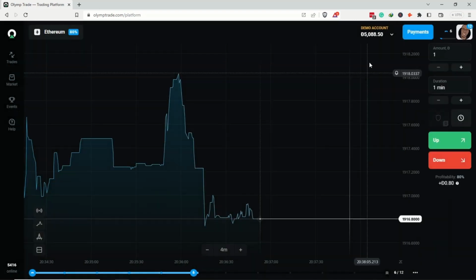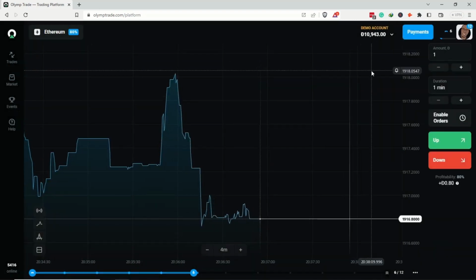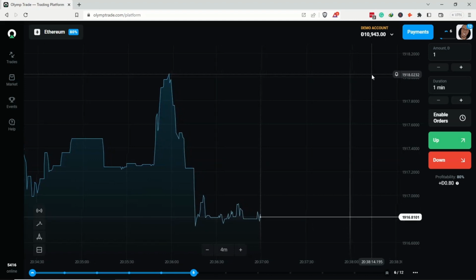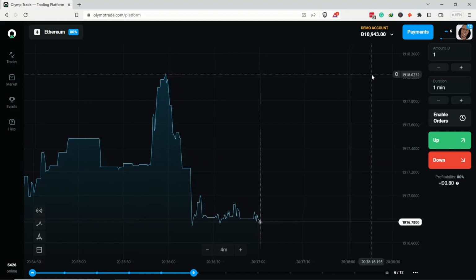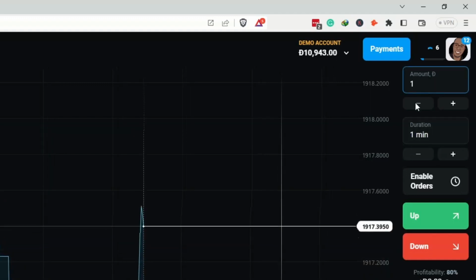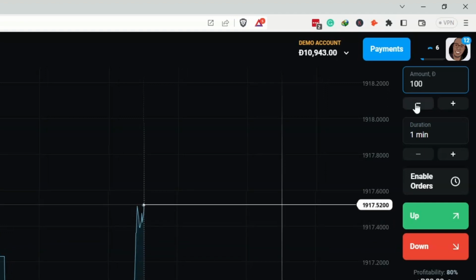Yeah, so for now we'll be using my demo account, and then later on, if we get a chance, I can use my live account to show you how to trade with real money. Of course, it's the same. Now to this section here, we have the amount, duration, up, down. The amount is how much you want to invest in a trade. So this is $1. If you want to invest $100, just type the number.